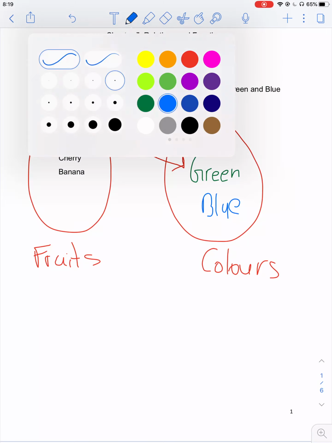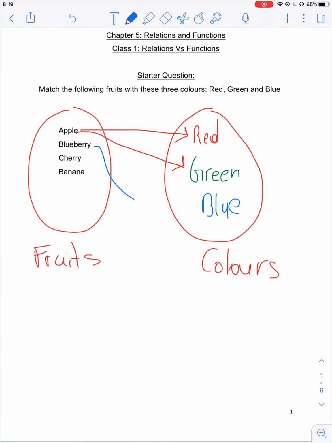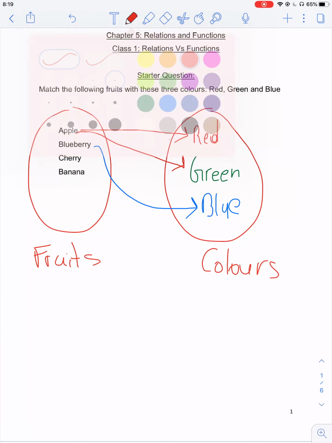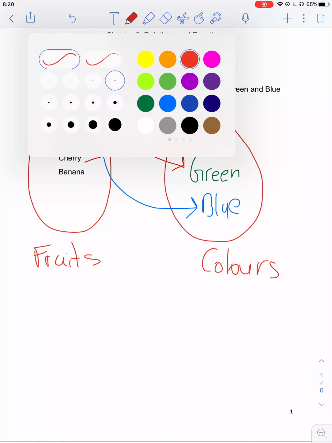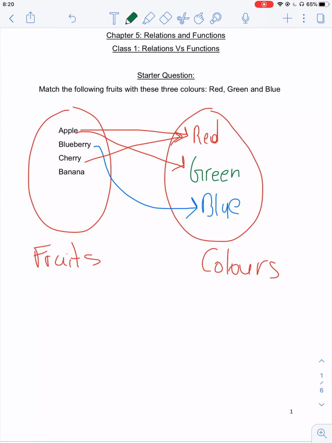So blueberry, right? Hopefully that wasn't too difficult. I think the word blueberry should have given away what the answer is, so that has to be blue. Cherry is also red. I'm not sure, when it's not ripe maybe it might also be green. I'm not too sure, but let's just say red for simplicity. Banana is kind of challenging, right? Because there's no yellow, but it could be green when it's not ripe. So let's just go with this, okay?